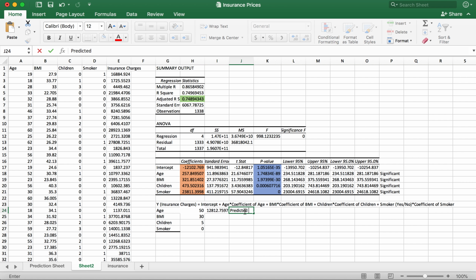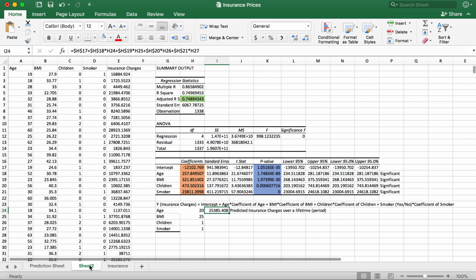So this is predicted insurance charges over a lifetime, or period, or whatever the insurance charges ends up being. So now if you change it and you say, all right, this is a 20-year-old person with a BMI of 25, one child, and is a smoker, this is what you'd expect them to pay in terms of insurance. So that's it. That's a very, very basic set that tells you about insurance.